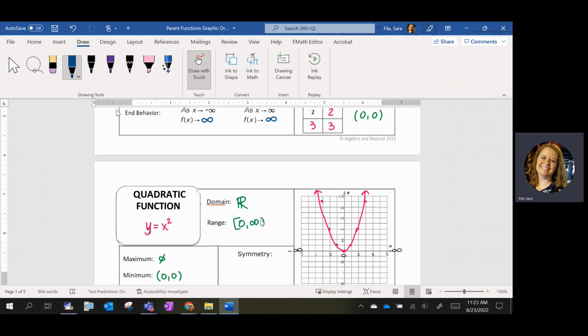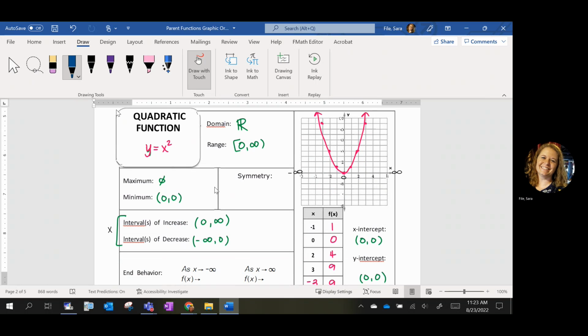All right, how about quadratic? Any symmetry? Good. Y-axis, same as absolute value. And the left and right hand ends are both rising, aren't they? So isn't it going to have the same end behavior as absolute value? Yeah, so again, the left side will be going up to infinity and the right side will be going up to infinity. Both the left and right are rising.